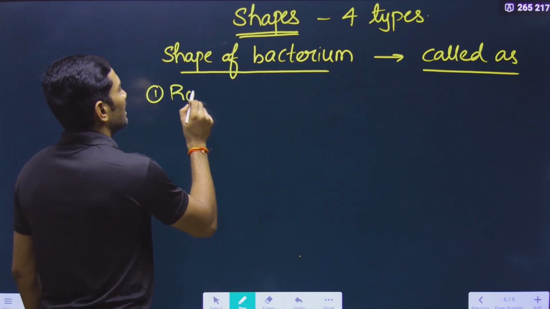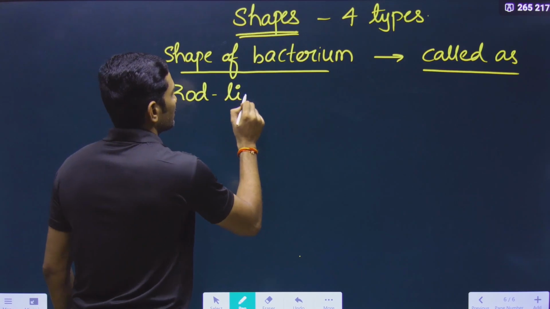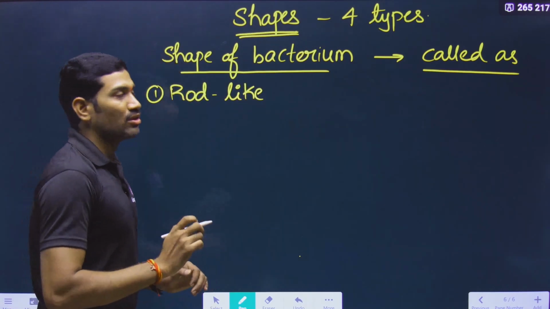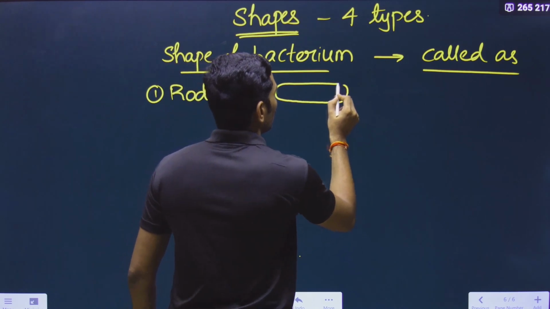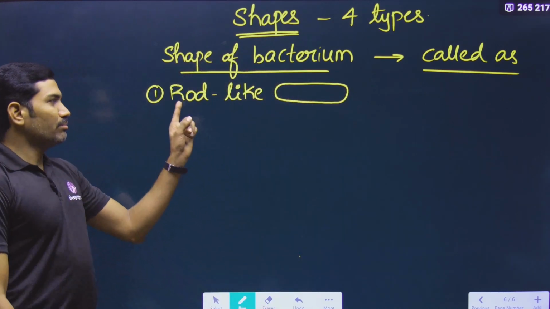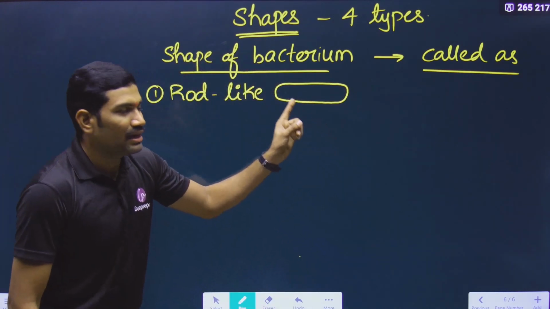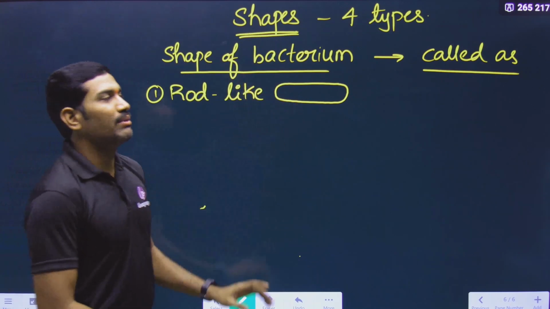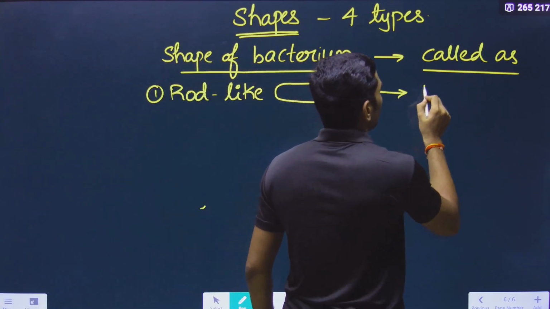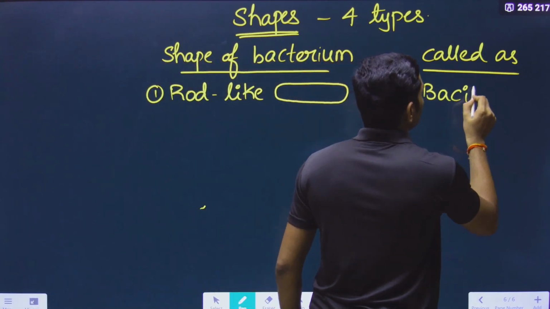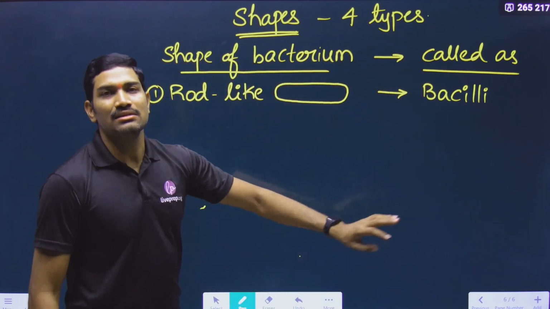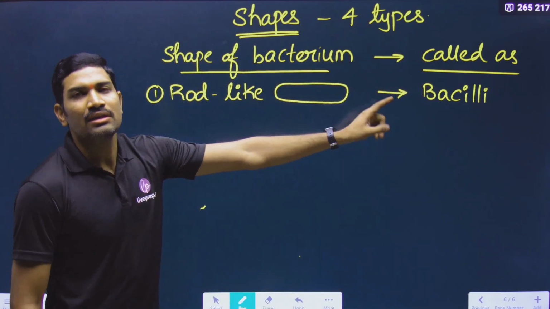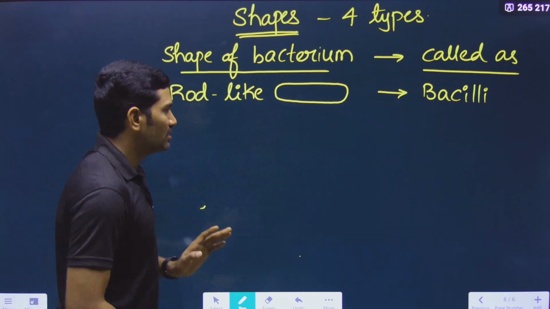Some bacteria are rod-like bacteria. That means they are appearing as rod-like. Rod-like means they are present like this. So some bacteria are appearing as rod-like, and these rod-like bacteria are called bacillus. Plural bacilli, singular bacillus. So they are called bacilli. Understood or not? Next one.